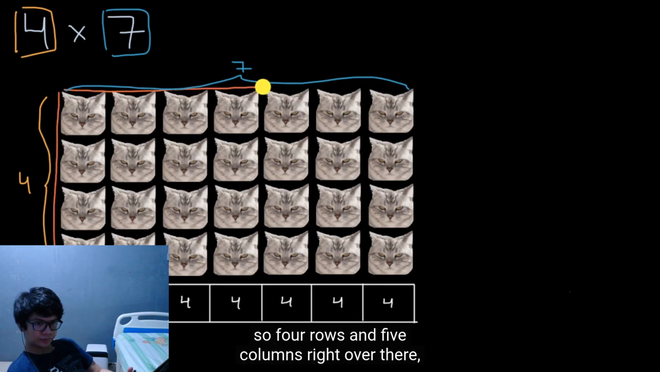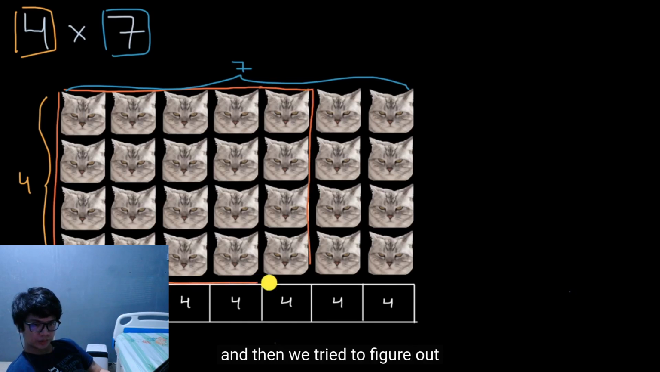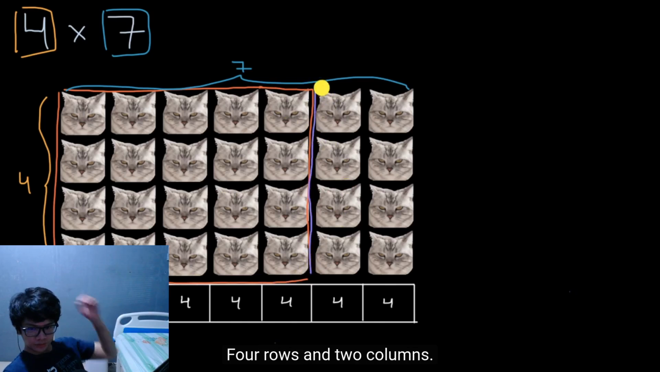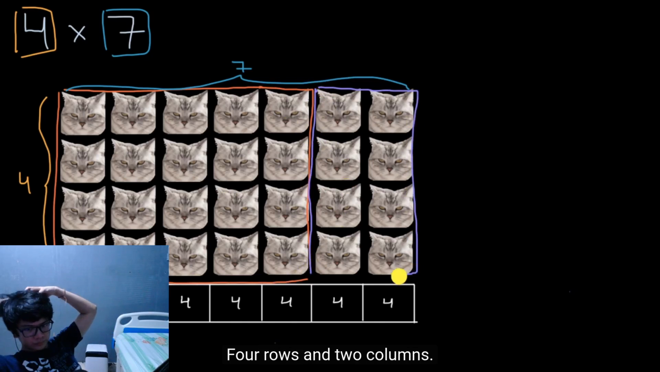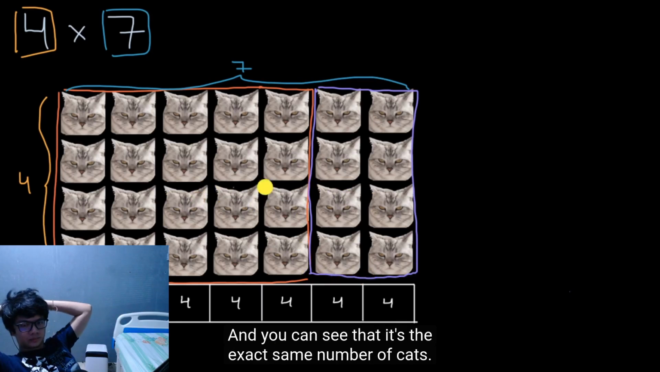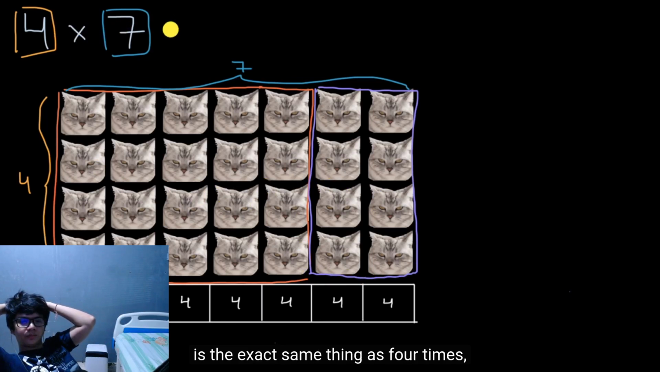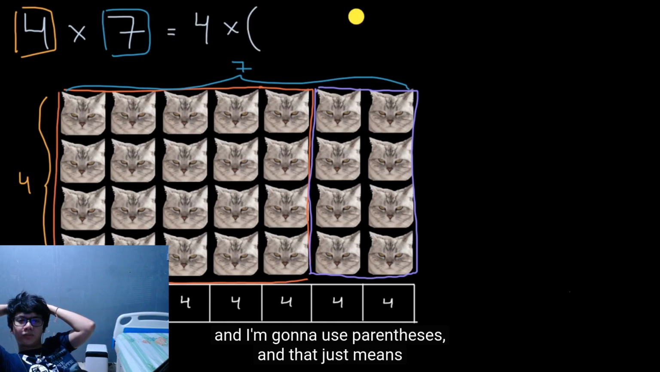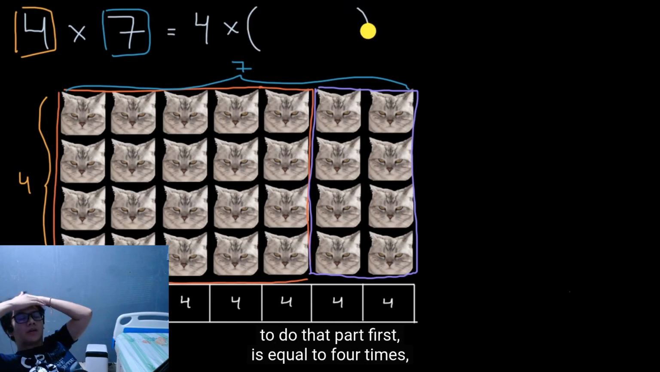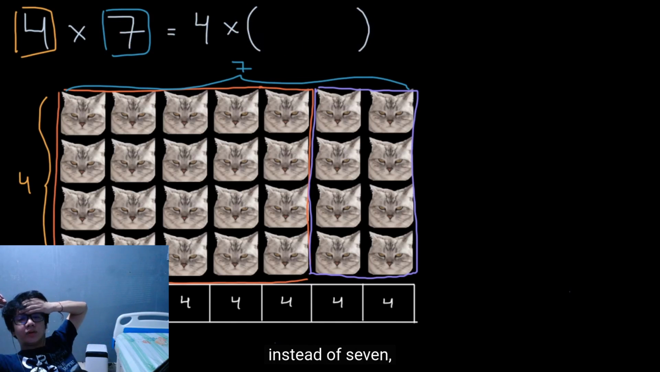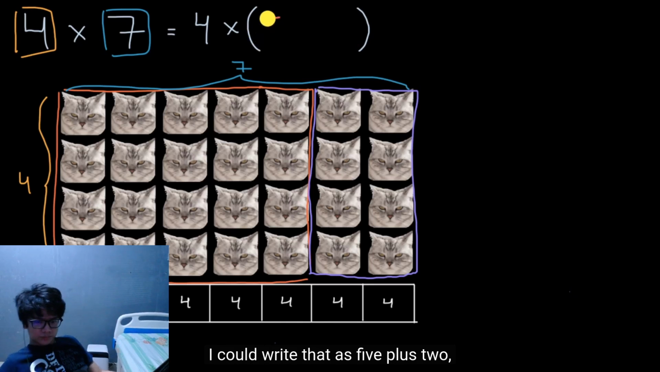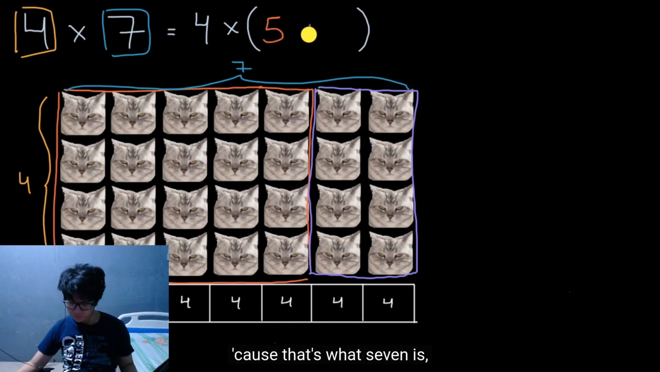So 4 rows and 5 columns, it's the same as right over there earlier. And then we tried to figure out this many cats, 4 rows and 2 columns. And you can see that it's the exact same number of cats. So one way to think about it is 4 times 7 is the exact same thing as 4 times, and I'm going to use parentheses, and that just means to do that part first, 5 plus 2. Instead of 7, I could write that as 5 plus 2, because that's what 7 is.